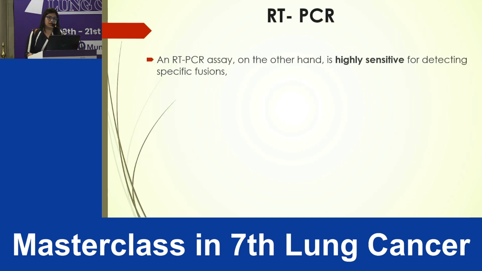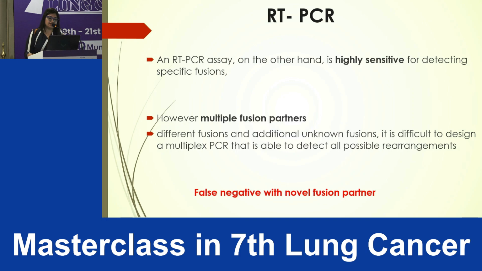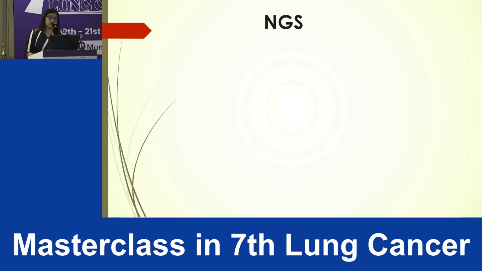So coming to real-time PCR, as with any other PCR, it is a highly sensitive technique, but we know there are as high as 45 to 50 fusion partners with RET, and it is very difficult in normal settings to detect 1% alteration with multiplexing with 50 genes. So you will tend to miss the novel partners and will get false negatives. So then what is the answer for RET fusion? It is NGS.